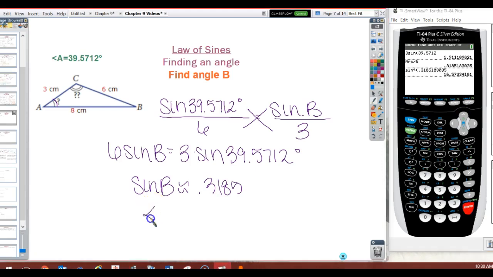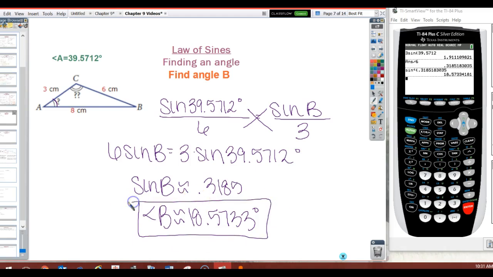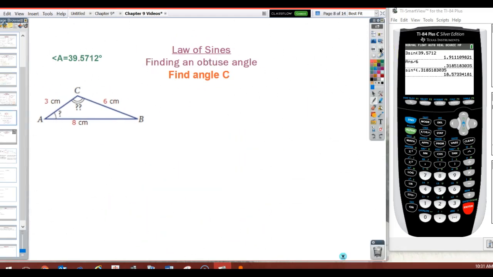And I will end up getting angle B to be approximately 18.5733. And that is degrees. Now, it just so worked out that this angle is correct. However, anytime you use the law of sines to find a missing angle, you're running the risk that this answer is going to be wrong. And so we're going to look at that in the next example on how sometimes the law of sines does give us an incorrect answer.